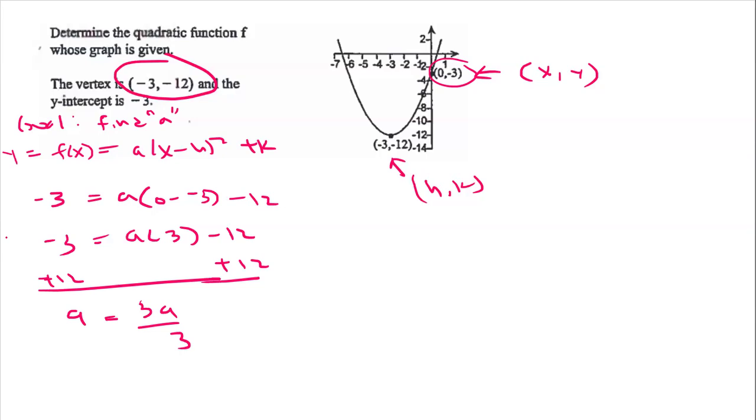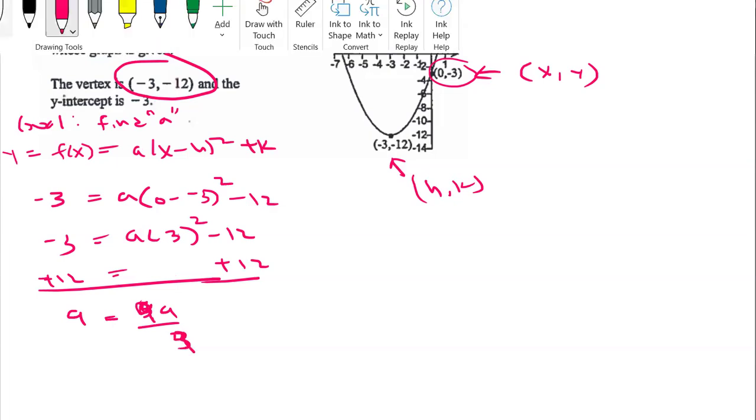hold on for a second. Did I mess up somewhere? Oh, I forgot the square. There's a square there. So this should be 3 squared, which is going to give us 9a, not 3a. So this should be 9. Okay, so we divide by 9. There we go. Let me erase that there.